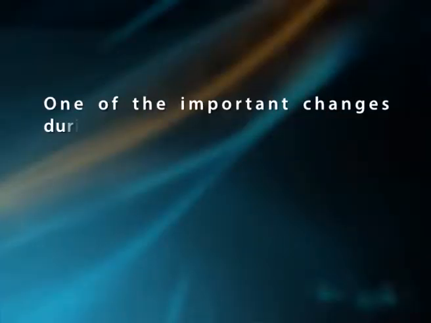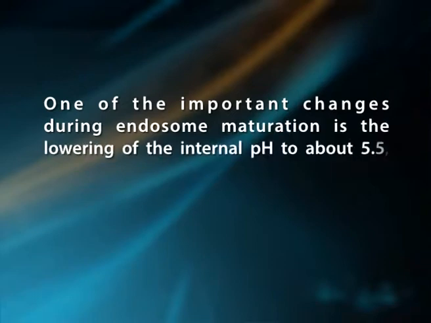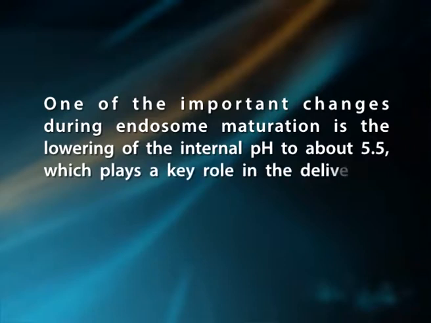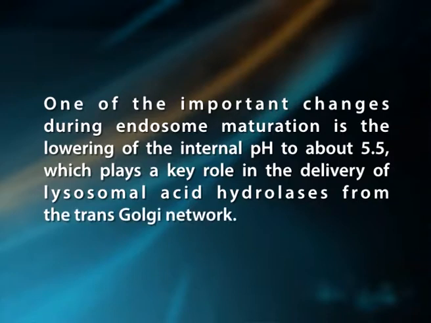Material from outside the cell is taken up in clathrin coated endocytic vesicles, which bud from the plasma membrane and then fuse with early endosomes. Membrane components are then recycled to the plasma membrane and the early endosomes gradually mature into late endosomes, which are the precursors to lysosomes. One of the important changes during endosome maturation is the lowering of the internal pH to about 5.5, which plays a key role in the delivery of lysosomal acid hydrolases from the trans-Golgi network.